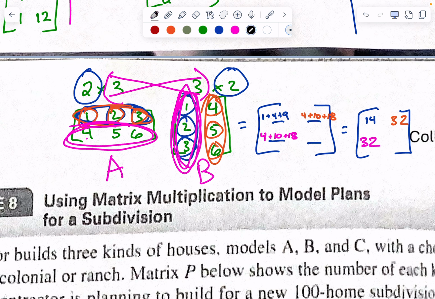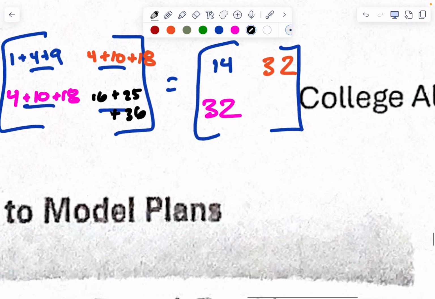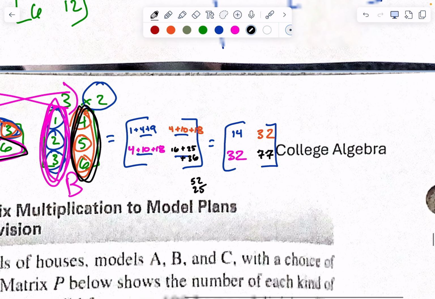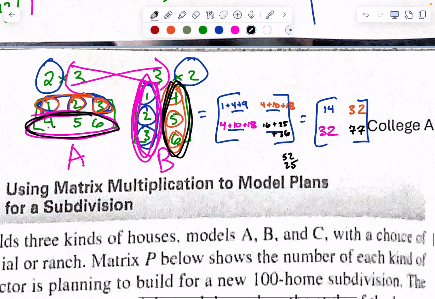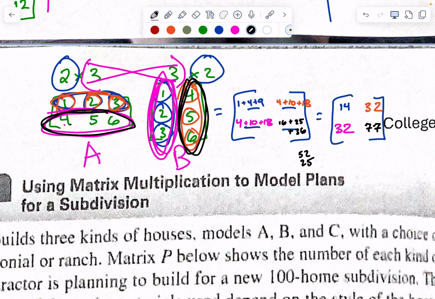Okay, last, second row, second column. 4 times 4 is 16, 5 times 5 is 25, 6 times 6 is 36, and that's a big old fat number. Like 52 plus 25 is 77. That's what goes there. Just be careful of negatives. It all works the same, right? So rows times column, rows times column. Got it?